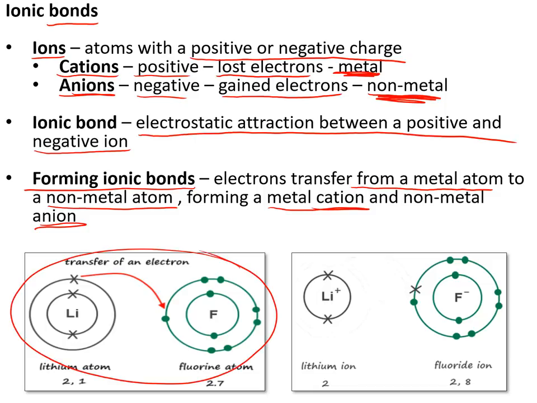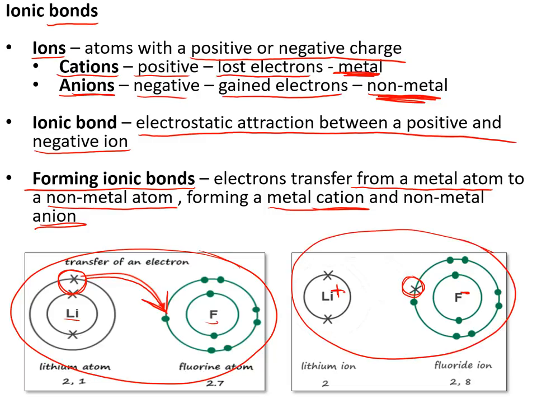So if we look at lithium, which is a metal, and fluorine, which is a non-metal, lithium's one electron in its outer shell gets transferred over to fluorine. That leaves lithium with just two electrons in one shell, which is the full shell because it's the first shell. And it means that fluorine now has eight electrons in its outer shell, so that's full as well. Lithium has this plus charge here. Fluorine has this minus charge here, so there's an electrostatic force between the two, and now they've formed an ionic bond to make lithium fluoride.